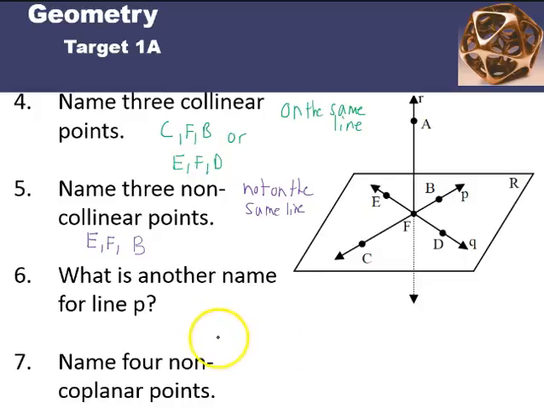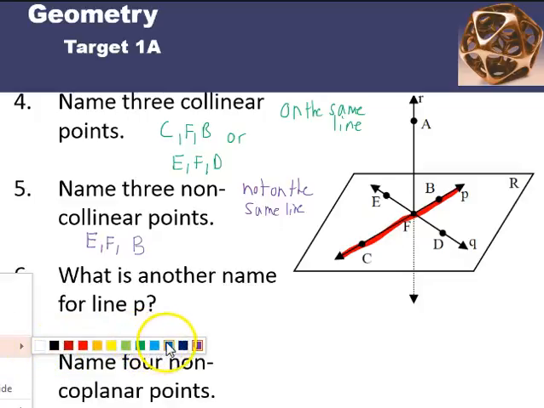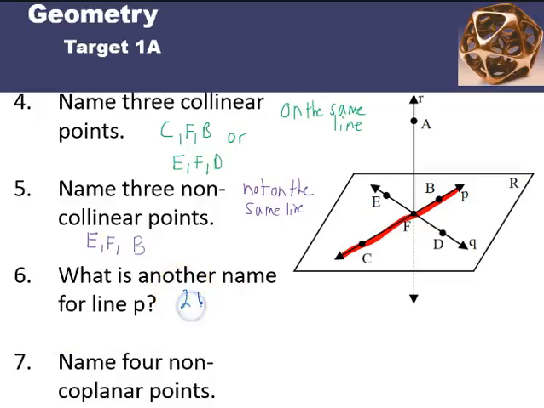Okay, so now we need another name for line P, and once again let me highlight it. Line P is this line right here. So to name that, we have to use two letters. So when we name lines, we use two letters, and they can be any two letters in any order that are on the line. Okay, so I could say BF, I could say BC, I could say CF, I could say CB, I could say FB, FC, any two letters. So I'm going to go with FC. So FC, and then with the line over the top of it.